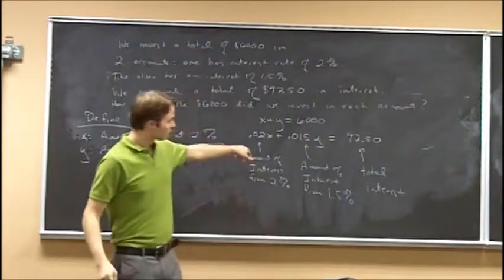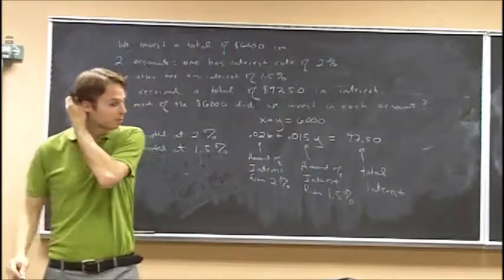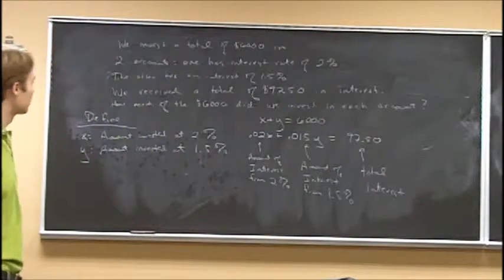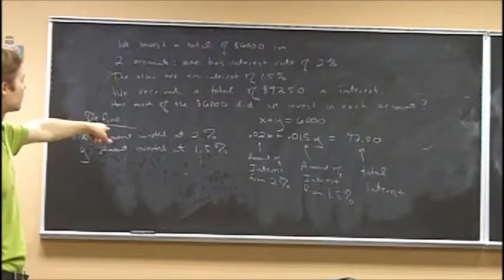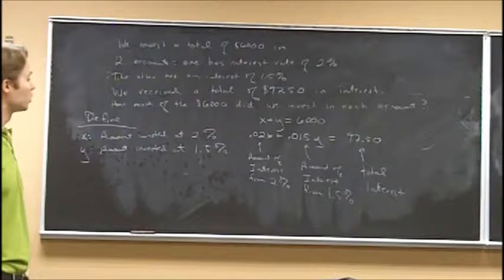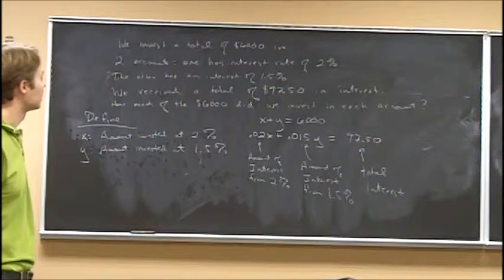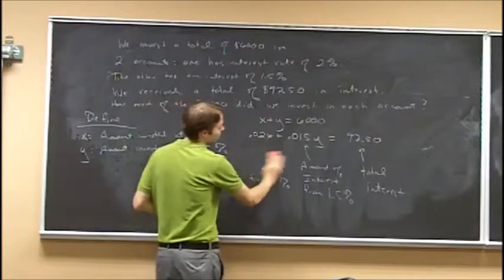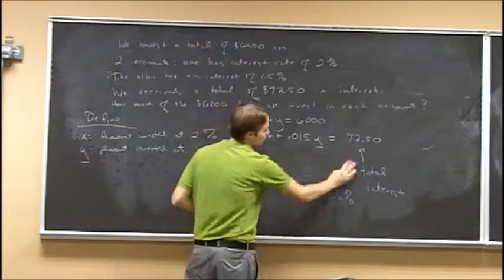And again, if you need to make some labels as you go along when you're setting these up, that's perfectly fine, if it helps you keep everything straight. Because I know the amount of interest from the first account plus the amount of interest from the second account should equal the total interest made, which is $97.50. And then I have my two equations. So I'll just go ahead and erase this so I have some room to solve this.